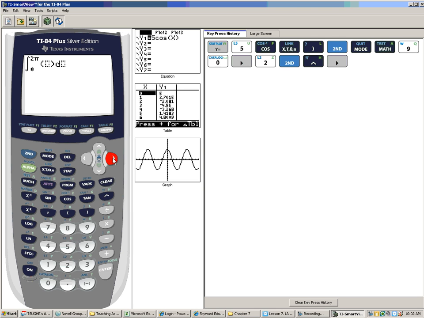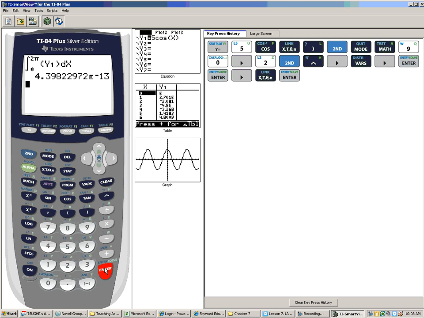We're going to call up the y1 function. Hopefully it'll let us do this here. I'm not sure. Maybe we've got to type it in. Hopefully it'll let us go vars, Y-vars, function, y1. And this is going to be with respect to x. Got to put a dx in there. Okay. Hit enter. And it gives us 4.398 e to the negative 13. Well, what's e to the negative 13 mean? 0. It's the same as 0.